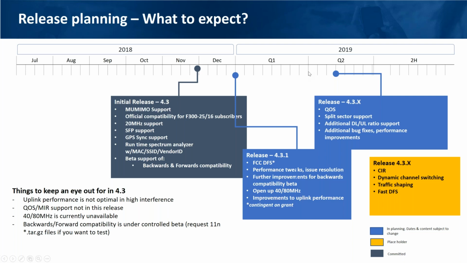As we move forward towards a tail of Q1, early mid Q2, February release, QoS becomes a key thing. Something around split sector support. We're also evaluating additional uplink downlink ratios. This was a request from the 11N customer base for a long time, and naturally with additional bug fixes, performance improvements. Some exciting stuff down the road that we're considering as candidates around CIR, dynamic channel switching, traffic shaping, fast DFS, more or less representing a very powerful platform in 2000. So we've got lots of things we want to do. Just a matter of prioritizing, getting these done, and releasing to the customer base.